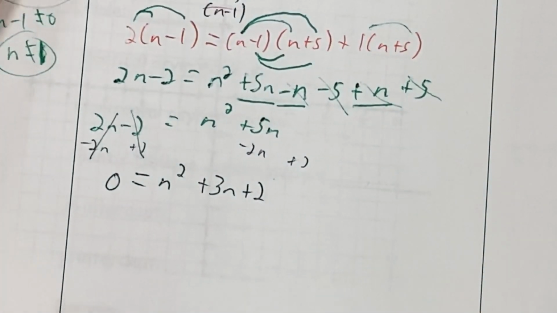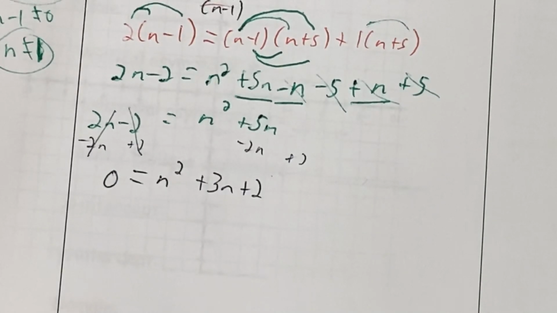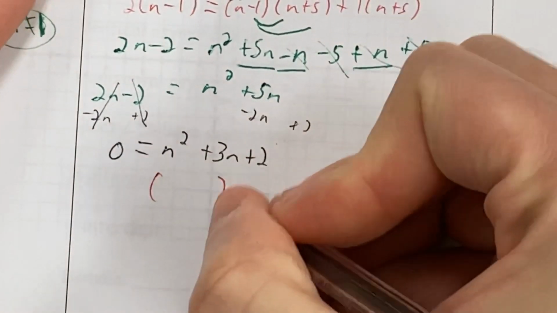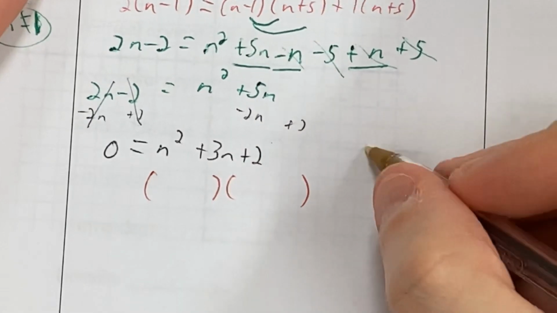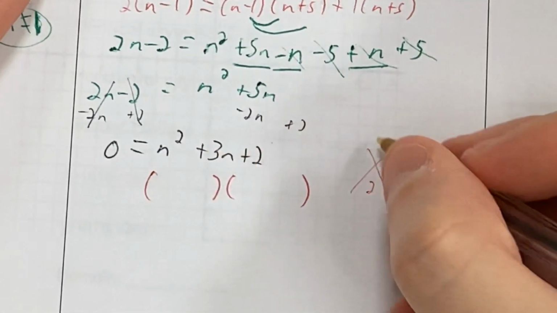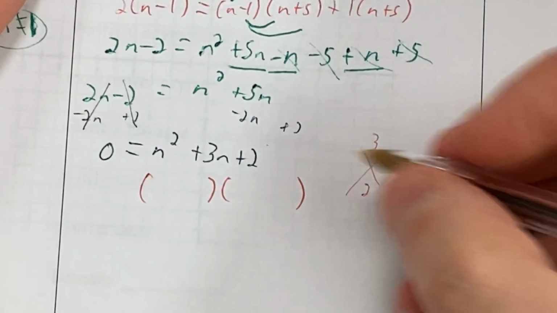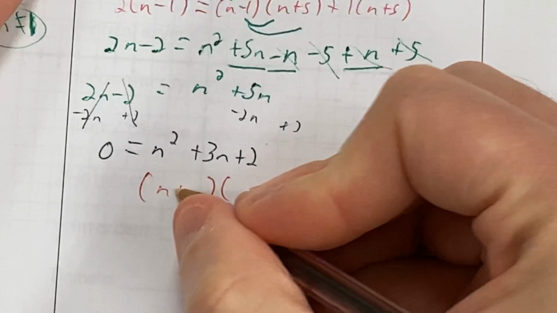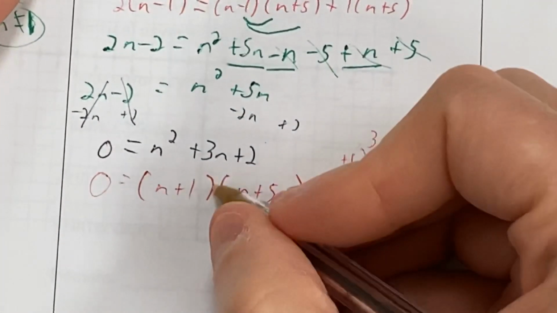All right, and if you know where we're going with this, great. If you don't know where we're going with this, then it's a good thing you're watching this review video, aren't you? We are going to factor this. This is factorable. So what two numbers will multiply to 2 and add up to 3? Luckily, there's only one thing that multiplies to 2, and that's 1 and 2. So n plus 1, n plus 2 equals 0.